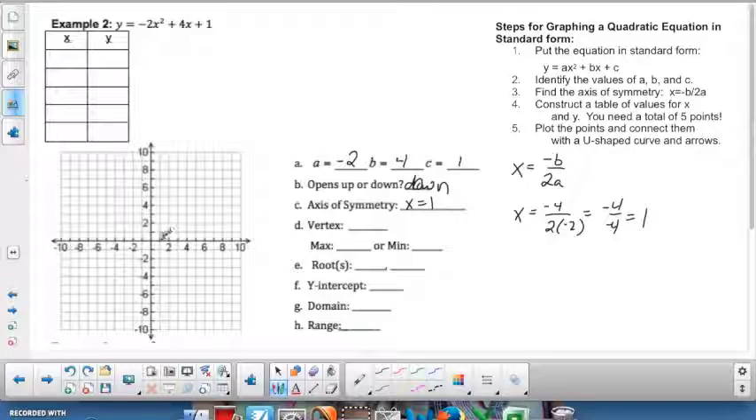So let's go ahead and go to where x is 1 and draw ourselves a vertical line there. So let's see if I can do this. Okay. All right. There's our axis of symmetry. So that's going to be basically the line that cuts this parabola in half.